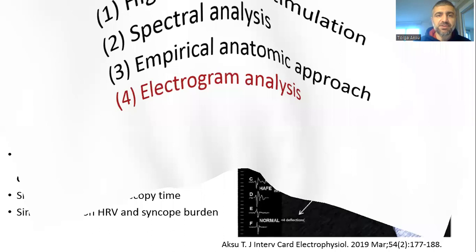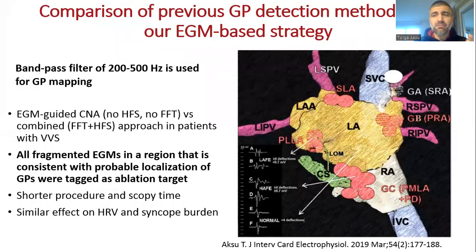GP ablation strategy. In our previous work, we compared two techniques. In the first arm, we performed high-frequency stimulation plus spectral analysis using offline computer analysis. In the other arm, we just targeted fragmented electrograms by changing the bandpass filter to 200 and 500 Hz, and compared the procedural characteristics and follow-up data. At the end of the study, we found shorter procedure and fluoroscopy times in the EGM-based strategy arm, with a similar effect on heart rate variability and syncope burden.